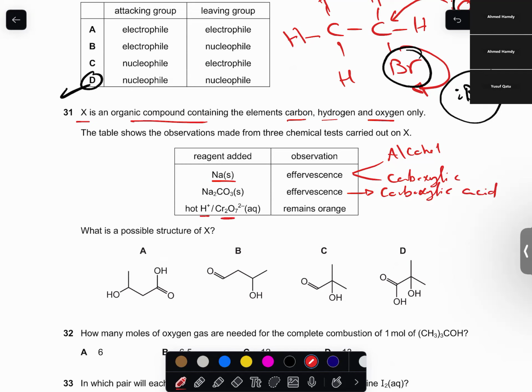Hot potassium dichromate doesn't change. It remains unchanged, so not a primary or secondary alcohol. So surely a carboxylic acid group exists, so surely the compound has a COOH and an OH.